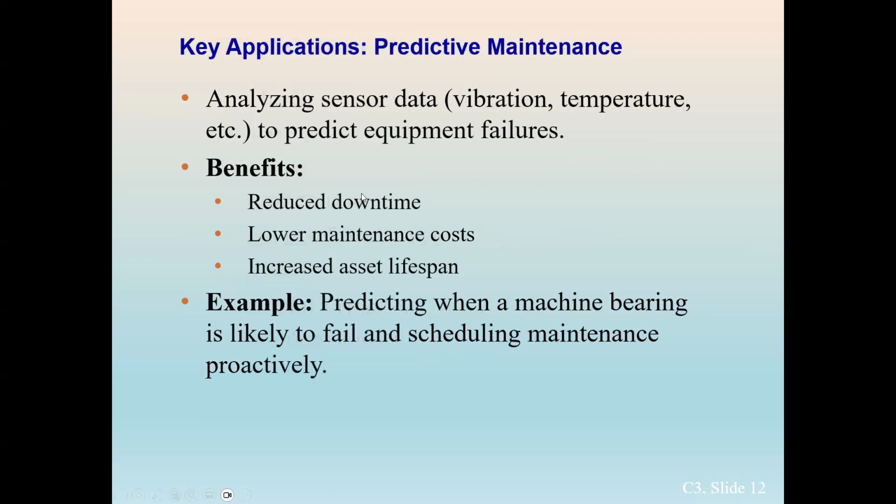So now we'll go through some of the key applications. We start with predictive maintenance. Here, as we mentioned earlier, analyzing sensor data, for example vibration, temperature, etc., to predict equipment failures. The benefit, of course, will be reducing downtime and lower maintenance costs, and this will increase the lifespan of the assets. For example, predicting when a machine bearing is likely to fail and scheduling maintenance proactively.